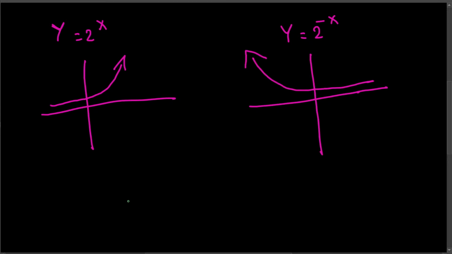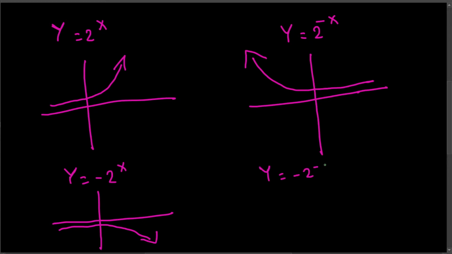And here if you have y is equal to negative 2 power x, now this function flips in the x-axis, so the graph is going to look like this. It's going to go like this and go down. And let's say we have a function that is y is equal to negative 2 power negative x. The graph is going to flip down, flip in the x-axis, so it's going to look like this.